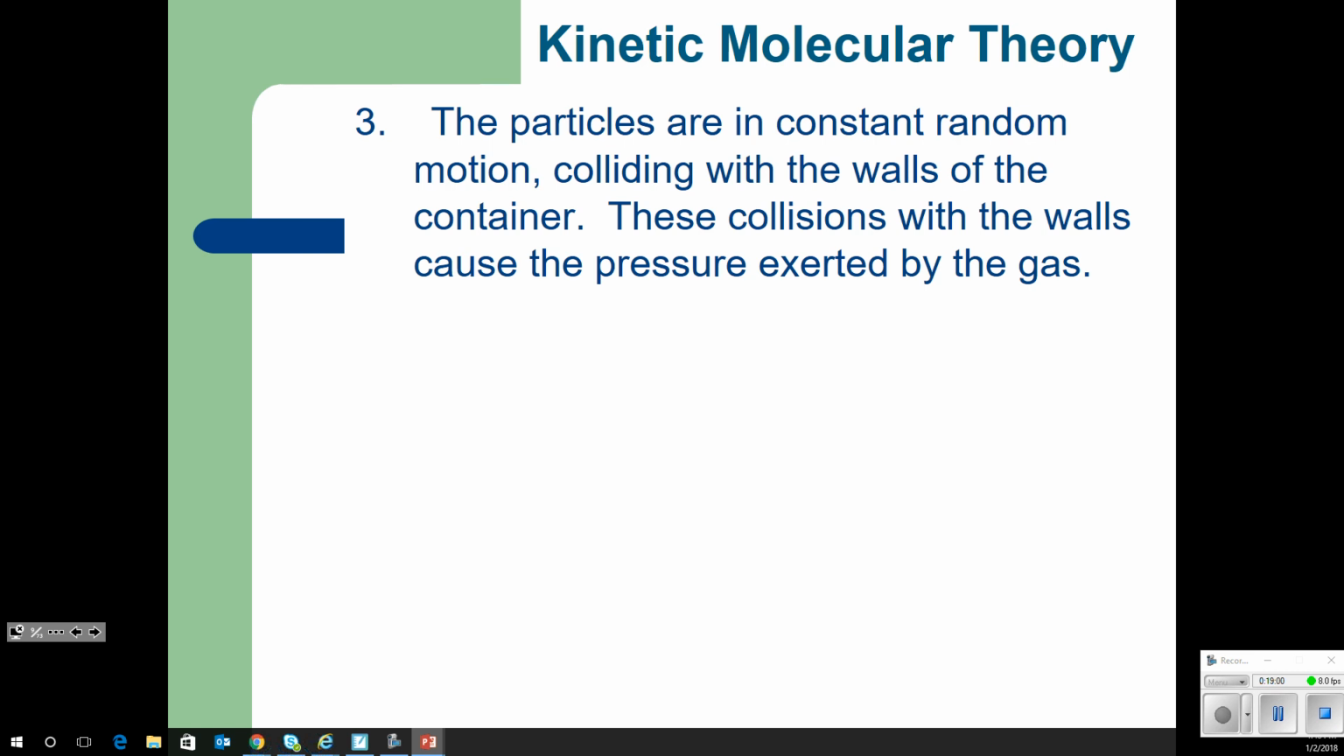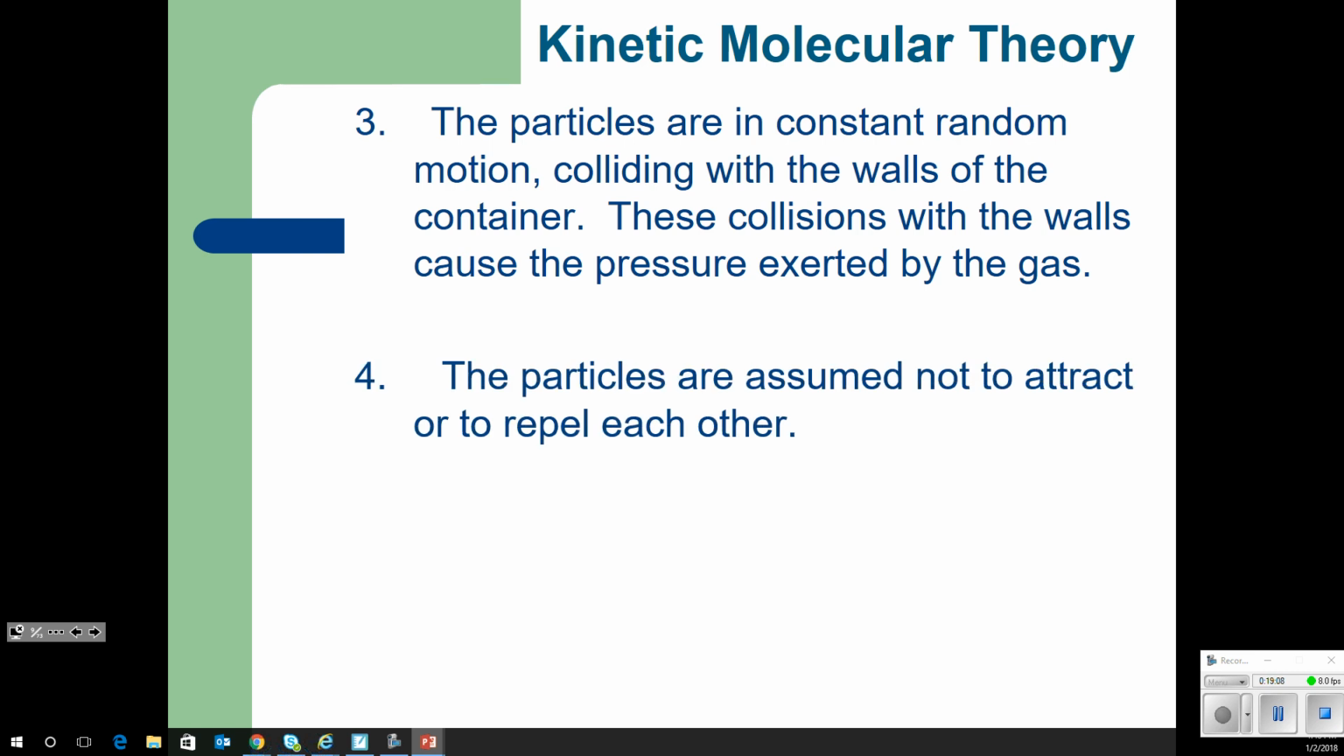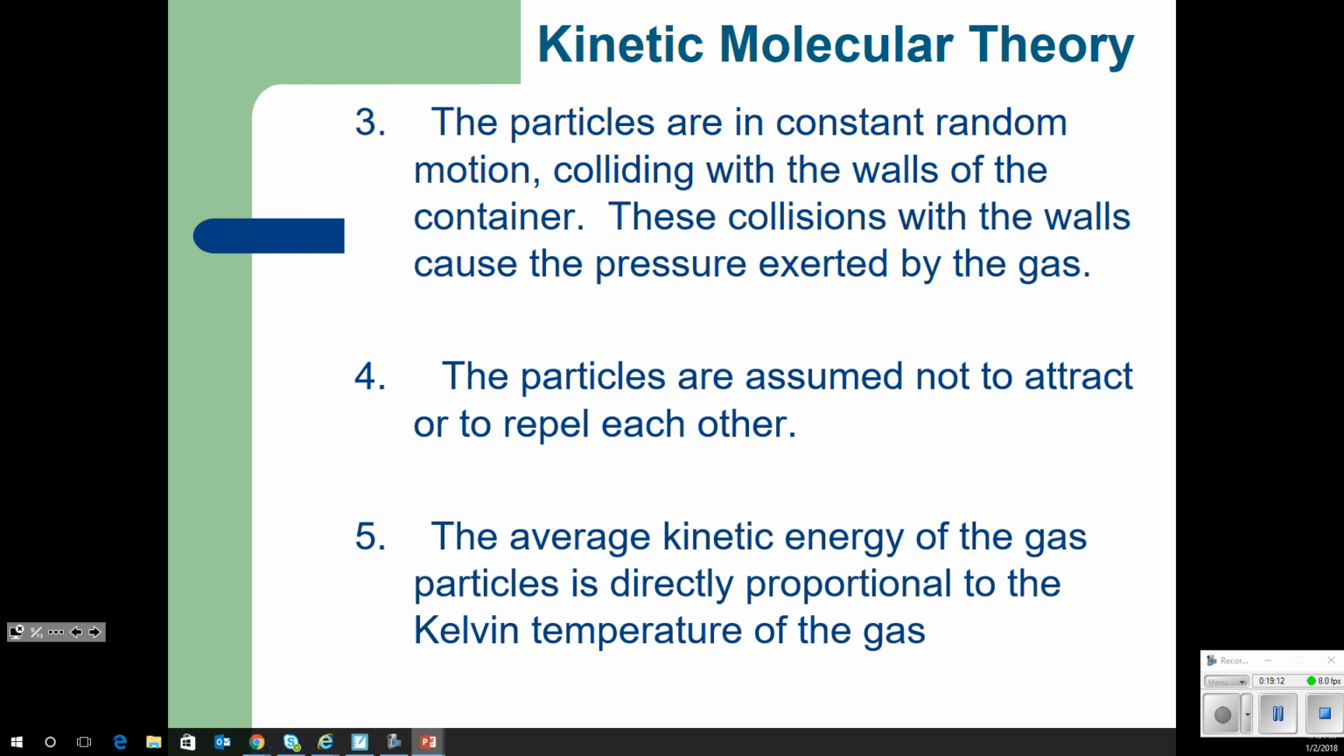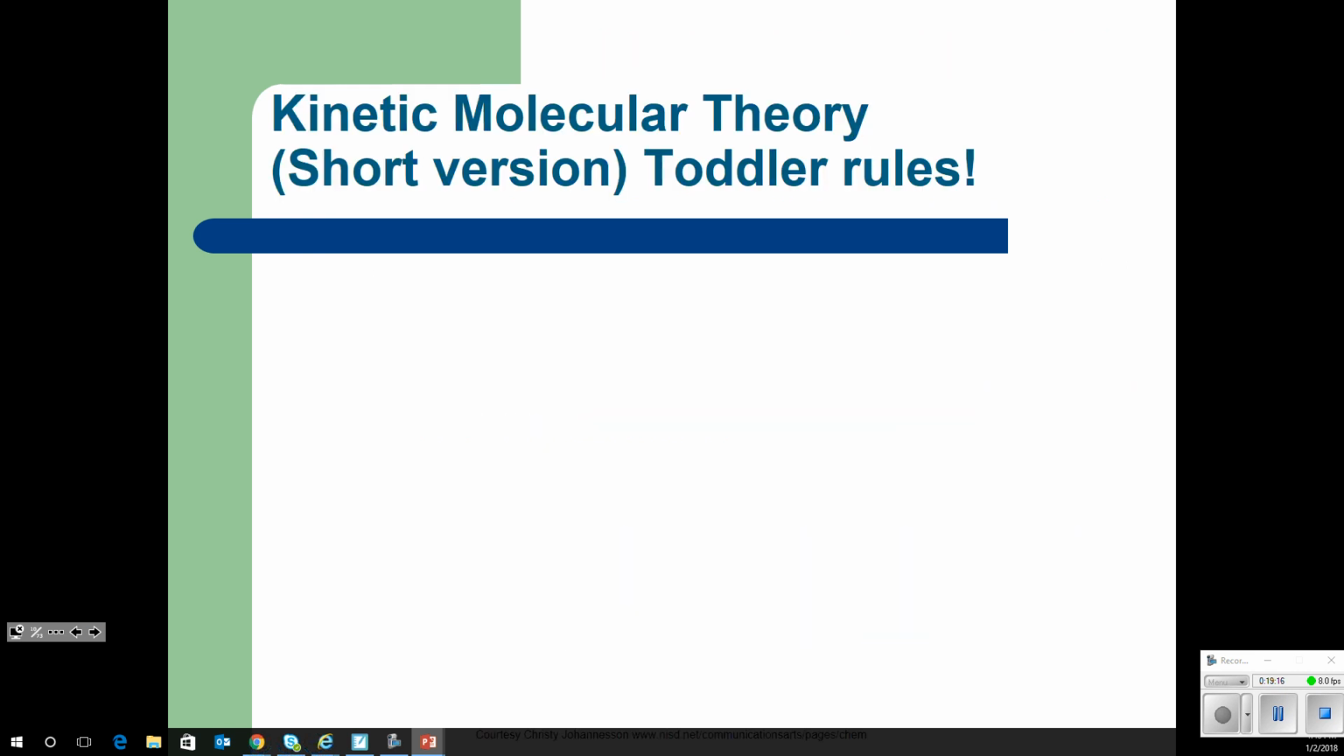Number 3, the particles are in constant random motion colliding with the walls of the container. These collisions with the walls cause the pressure exerted by the gases. Number 4, particles are assumed to not attract or repel each other. Number 5, the average kinetic energy of the gaseous particles is directly proportional to the Kelvin temperature of the gas. Okay, that's a bunch of blah.